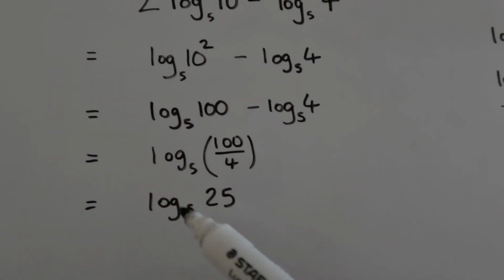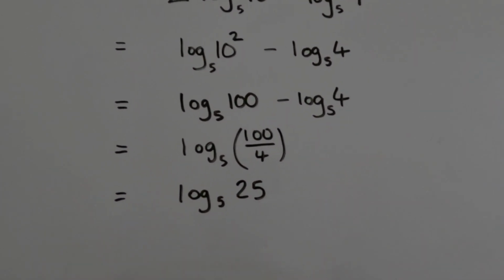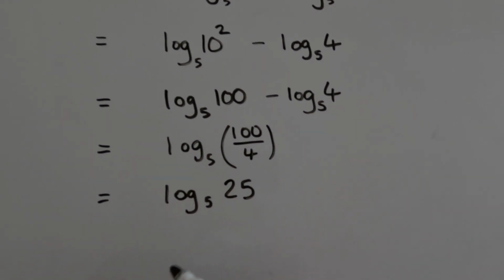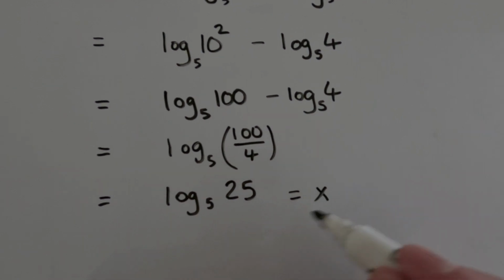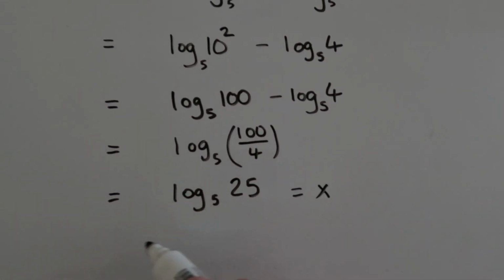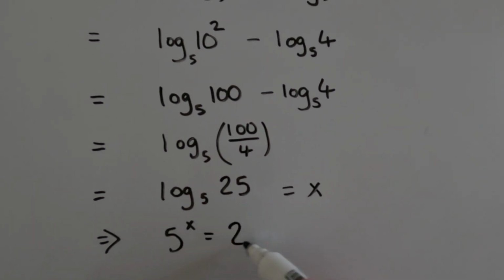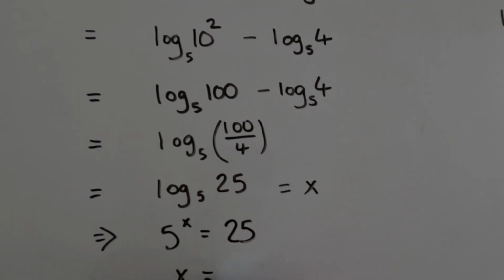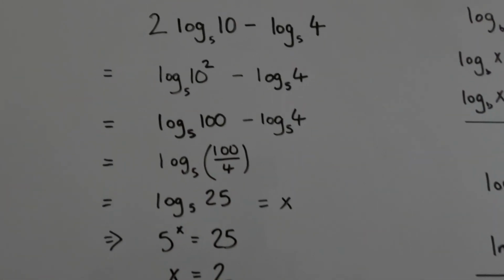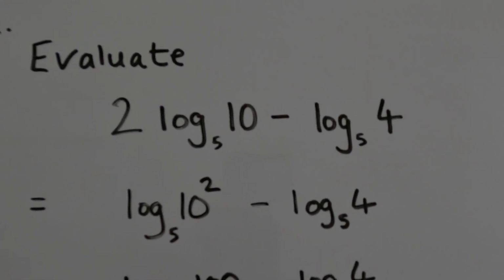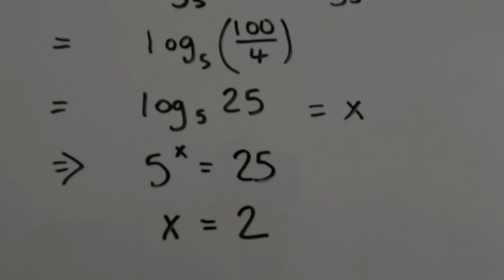Okay, so this is our answer, log of 25 to the base 5, but we need to obviously do the final step to get the answer. So let's call that x. So that's equal to x. And that implies 5 to the x equals 25. So x is equal to 2. So that's our answer, guys. So 2 log 10 minus log 4, and we're working in base 5, is equal to 2.